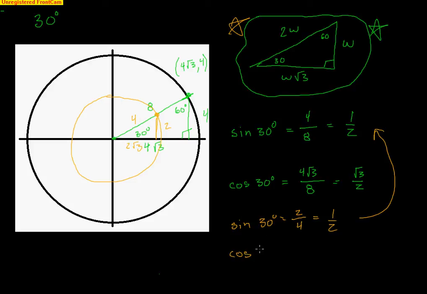Cosine of 30 degrees is going to be the horizontal distance, 2 radical 3, that's my x, divided by my radius 4, and that reduces to radical 3 over 2. Once again proving that whether I talk about the orange circle or a larger black circle, I get the exact same values for sine and cosine.